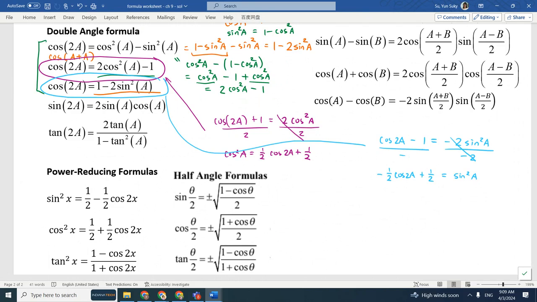Is that okay, everybody? So based on the double angle formula, we can get the power reducing formula. The power reducing formula, we reduce the power, but we double the angle. So is that clear, everybody, how we get those two formulas? So yes, double angle formula and power reducing formula have different uses.